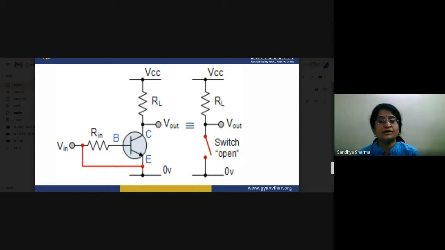If you require a voltage gain equal to 1, then at that particular time you require the common collector configuration, which is also called the emitter follower configuration or impedance matching. It is basically used for impedance matching.